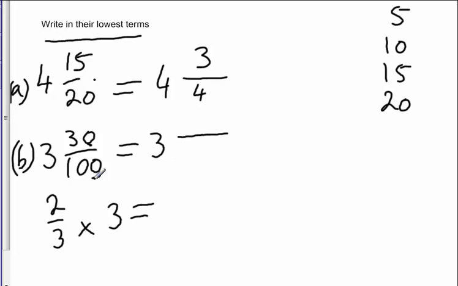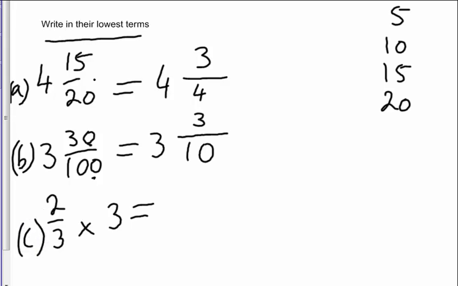Okay, so how many 10s are in 30? 10, 20, 30, there are 3. And then how many 10s are in 100? Well, that's really easy, there are 10. And so 3 and 30 over 100 in its lowest terms is 3 and 3 tenths. Now my last sum is a little bit trickier because we need to do a little bit of work.